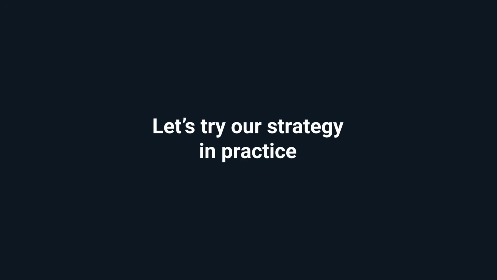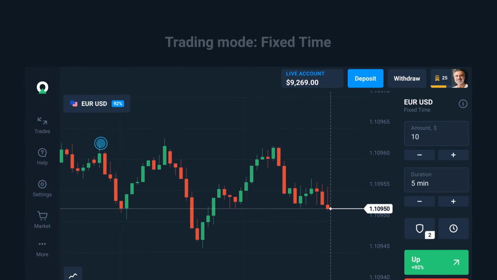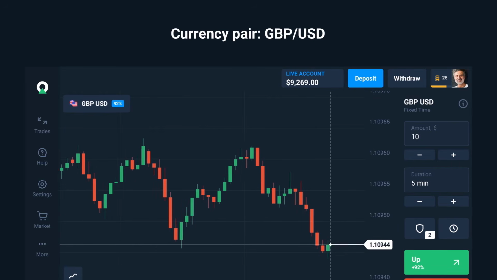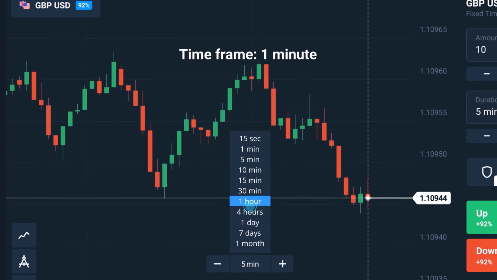Let's try our strategy in practice. In this example, we will open a chart for pound sterling US dollar currency pair in fixed time mode and set chart time frame to 1 minute.